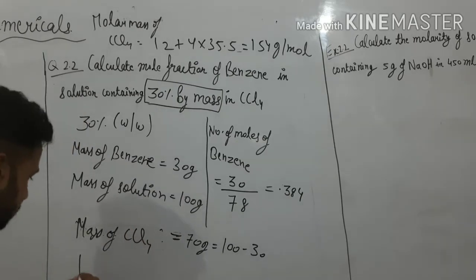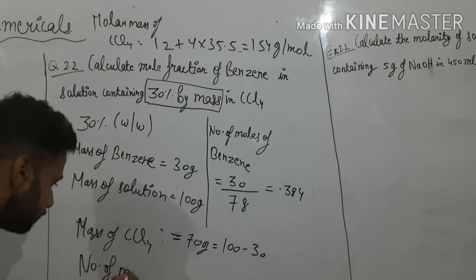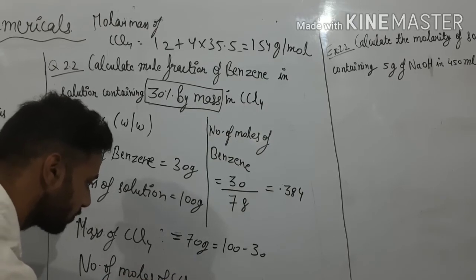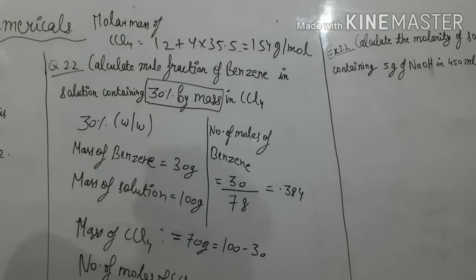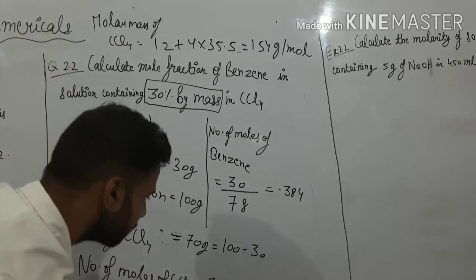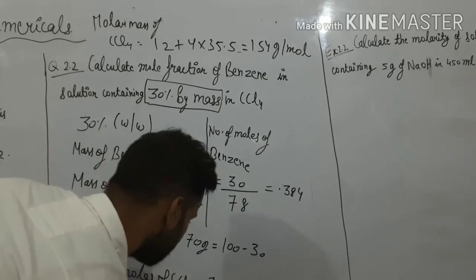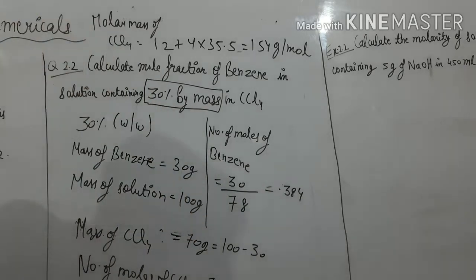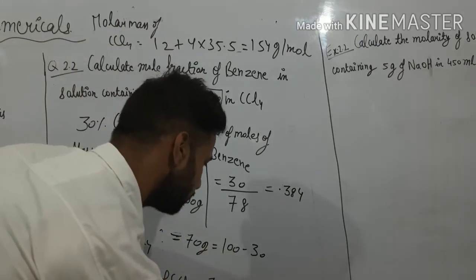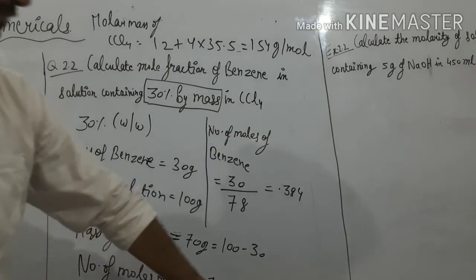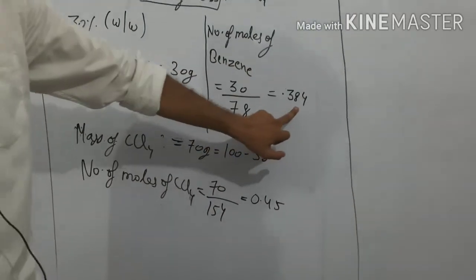We have to find the number of moles. So what is the given mass? 70 gram divided by molar mass 154. What will this come as? 0.45. Okay, so the number of moles of carbon tetrachloride is 0.45. Number of moles of benzene is 0.384.